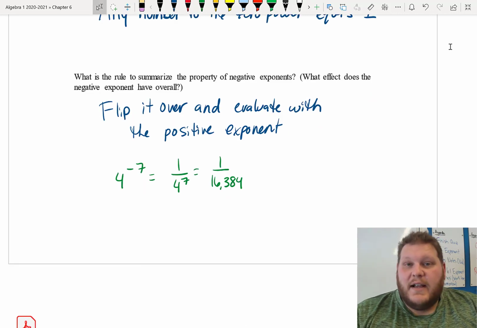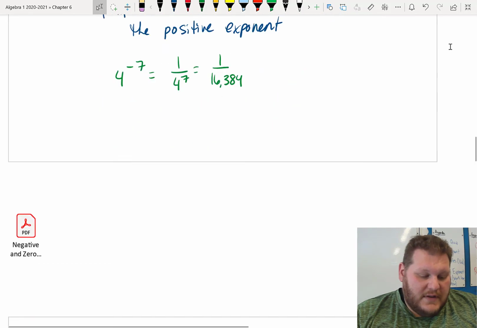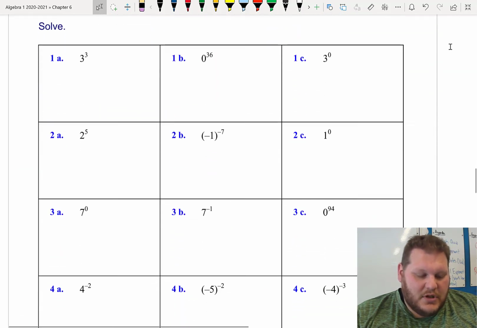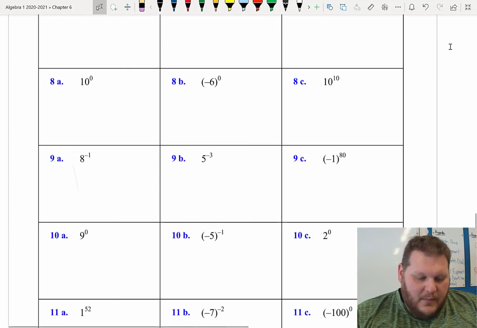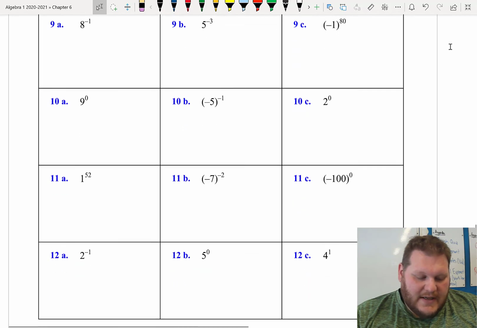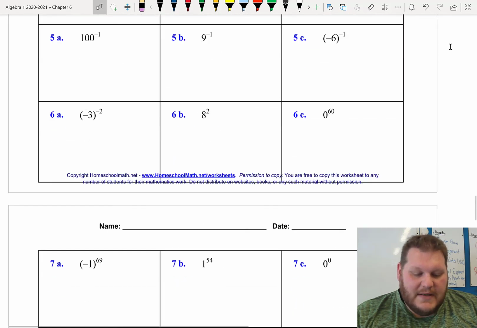All right, that is all I got for you. Your homework for this section is the exponents worksheet. You've got its front and back. You guys are just evaluating with negative exponents, 0 exponents, or 0 bases.